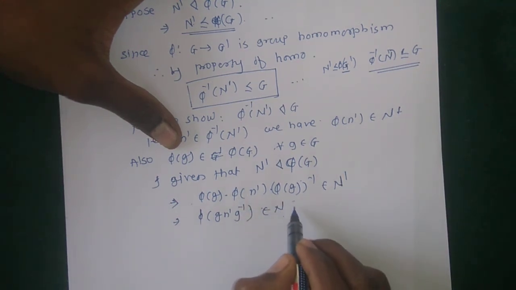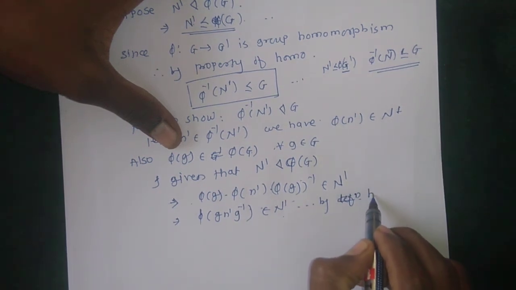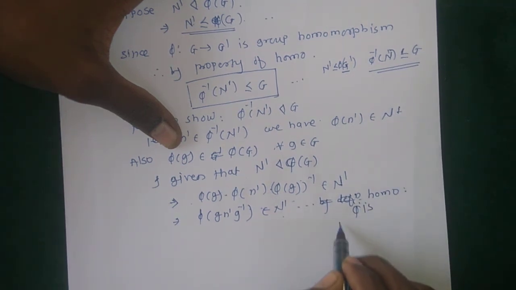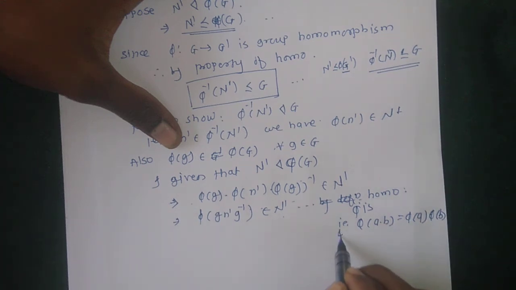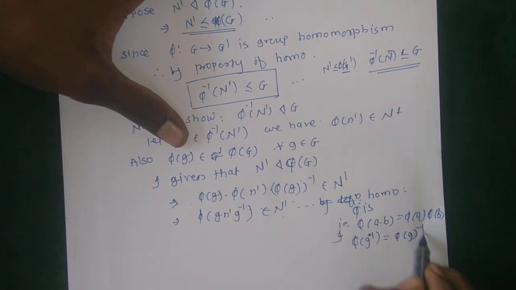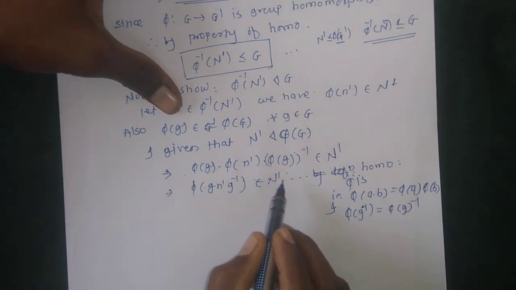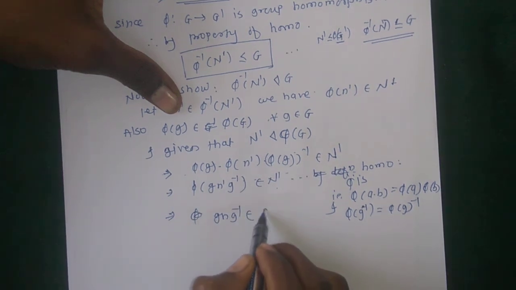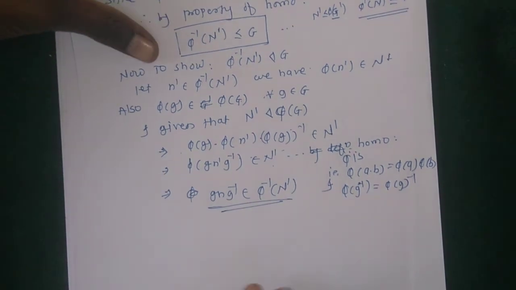Since φ is a homomorphism, this can be written in the form of g n g⁻¹. Okay, this belongs to N' by homomorphism, that is φ(ab) = φ(a)φ(b), and here it is also given that φ(g⁻¹) = φ(g)⁻¹. So using both these conditions, this can be written as φ(g n g⁻¹) belongs to N', which implies that g n g⁻¹ belongs to the inverse image of N'.